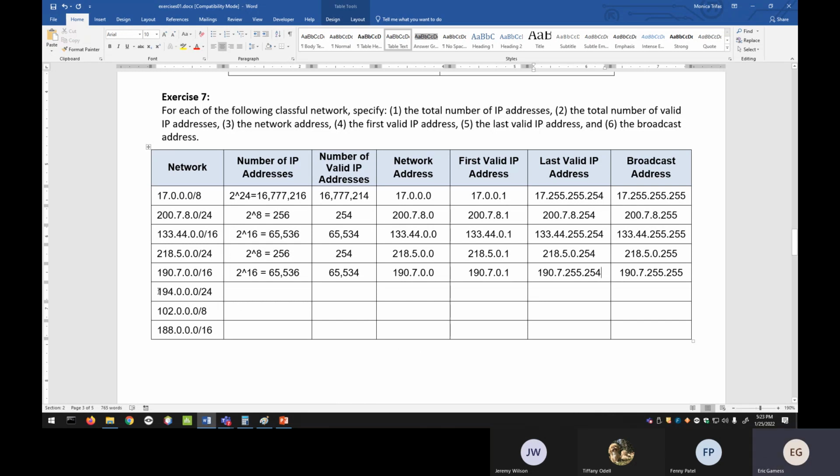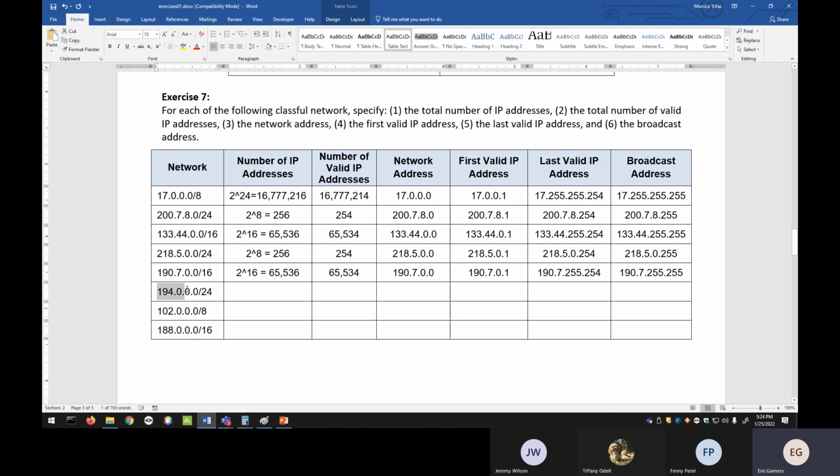If I go to this one, this is a class C. Why is it a class C? Because the first byte is between 192 and 223. So, of course, the default mask of a class C is a /24. The separation is here between the 3rd byte and the 4th byte.